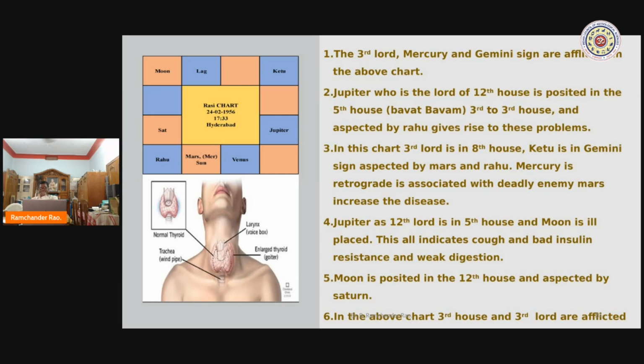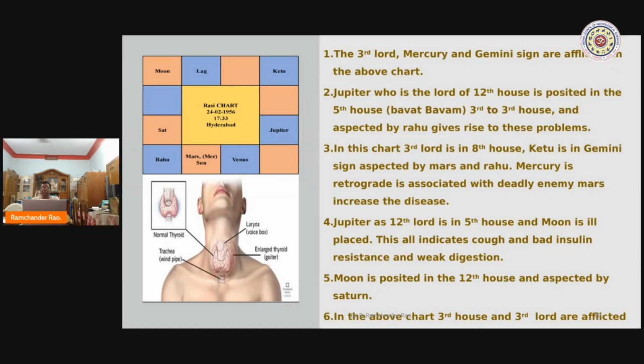The third lord, because Mars is already there. Rahu is with Mars. Mars is aspecting the third house. Okay. And the same Rahu is aspecting Jupiter. Aspected by Mars and Rahu, Mercury is retrograde and is associated with the deadly enemy Mars, which increases the disease. So here Mars is in the 8th house. Mars is also aspecting the 3rd house. Rahu is aspecting the 3rd house. So Mercury, who is the 3rd lord, is retrograde. That means it shows past karma, and is associated with the deadly enemy. Who is that? Mars. Okay.